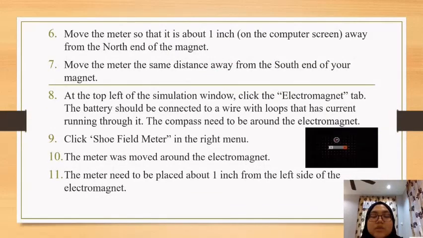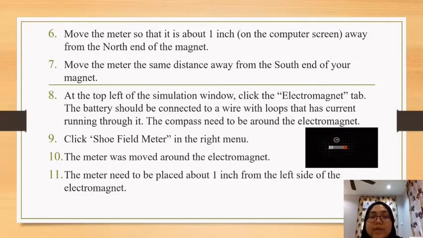Next, we need to move the meter so that it is about 1 inch on our computer screen away from the north end of the magnet. Then we move the meter the same distance away from the south end of the magnet. At the top left of the simulation window, we need to click the Electromagnet tab. The battery should be connected to a wire with loops that has current running through it. The compass needs to be around the electromagnet to make the experiment smooth.